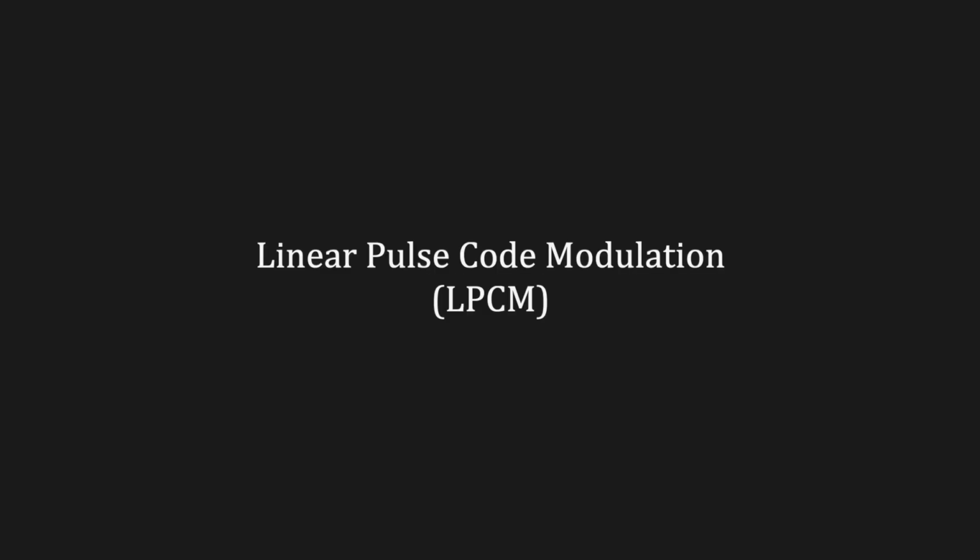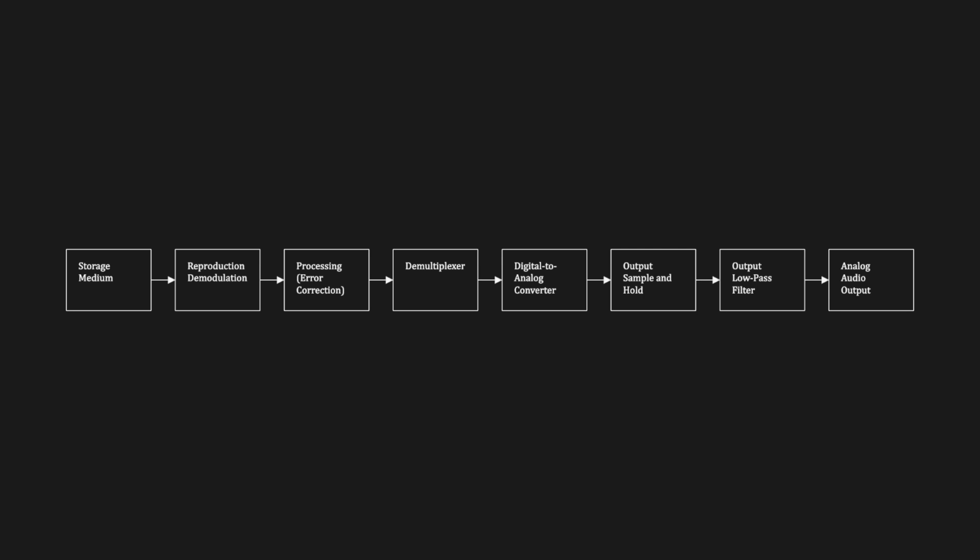In a linear PCM, pulse code modulation, system, the playback process basically reverses what happens during recording. This includes steps like fixing timing errors, decoding signals, separating data, correcting mistakes, converting digital data back to analog sound, holding output samples, and filtering the signal to remove unwanted frequencies. Before the digital to analog conversion, oversampling filters are used to improve sound quality. The playback system takes a coded digital signal and rebuilds it into an analog sound wave.